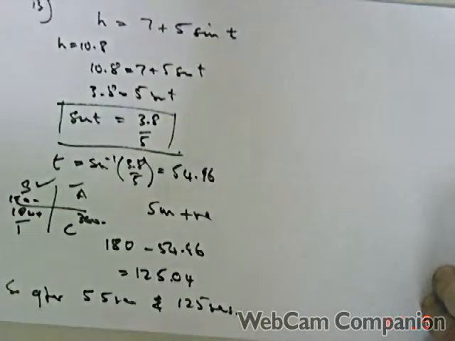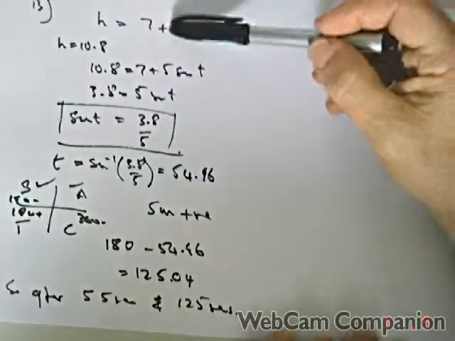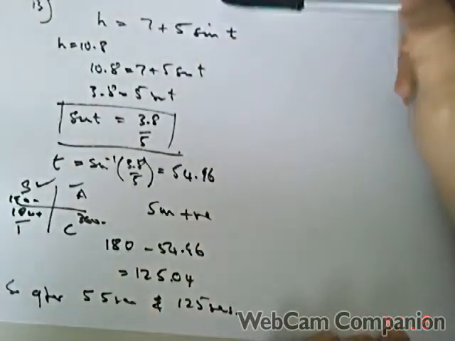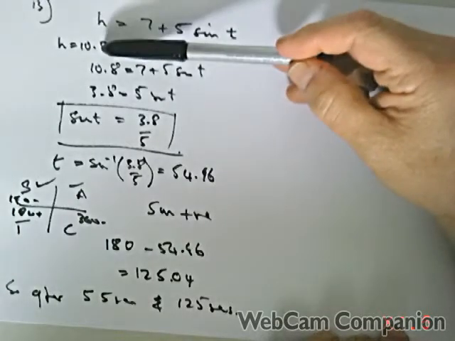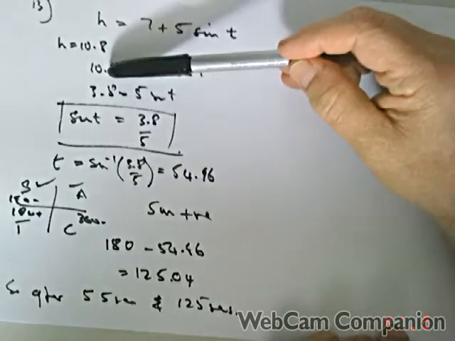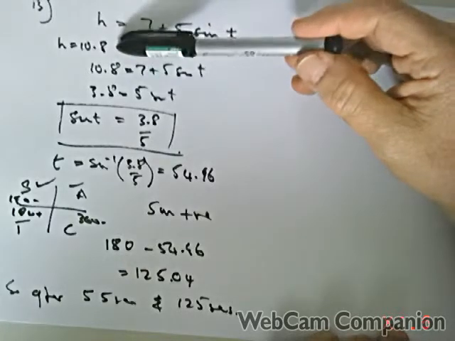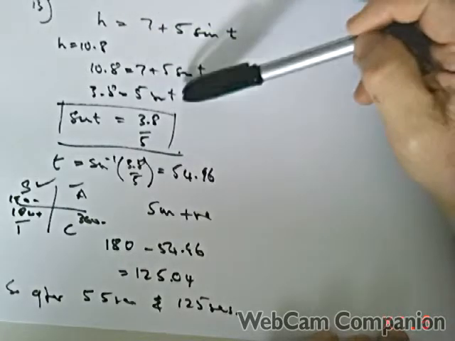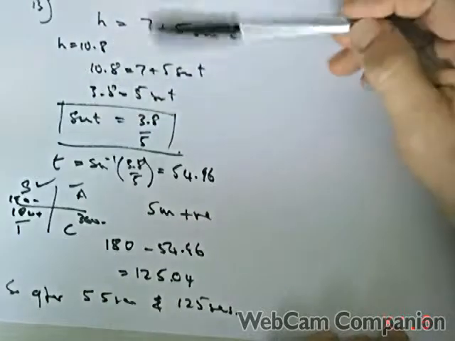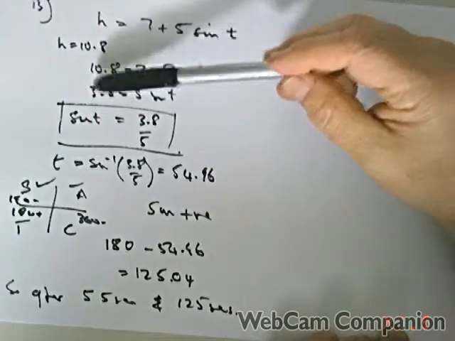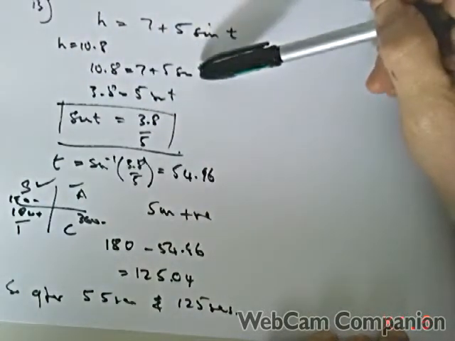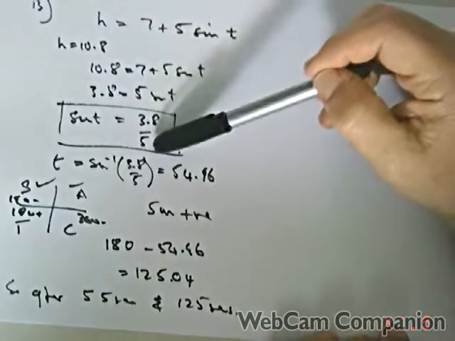And then we come to the last one, the Ferris wheel, which is really just a way of giving us a trig equation to solve. So we're looking for t when h is 10.8. We put 10.8 in the equation and we move it around to make the sine the subject. So take the 7 over, gives us 3.8 equals 5 sine t. Sine t is 3.8 over 5.